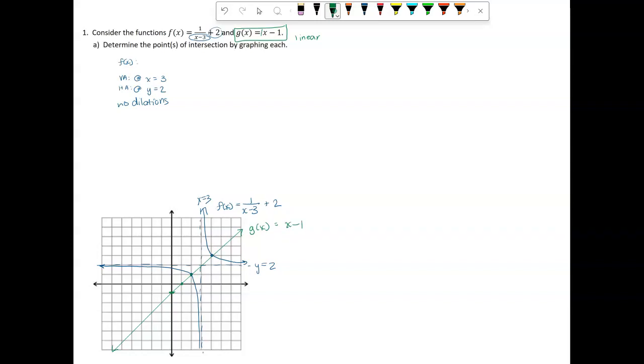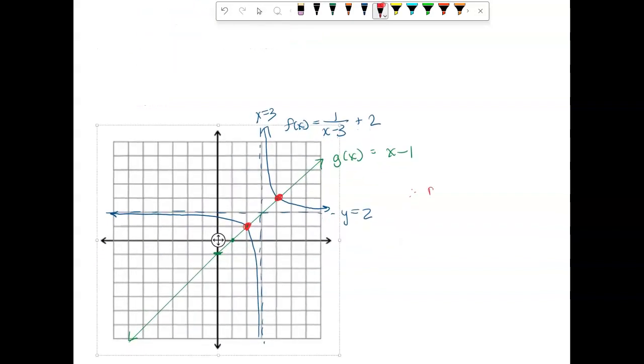And so what I'm looking for is the point of intersection between these two graphs. They happen at this point on the functions and this point on the functions. So I can write, therefore, the POIs are at the actual graph. It does not happen at the asymptotes, so they are at (2, 1) and at (4, 3).